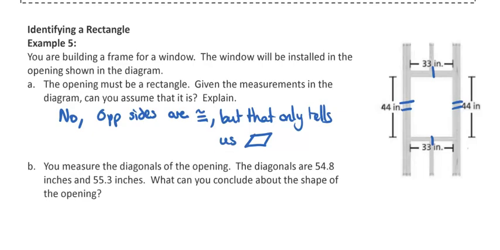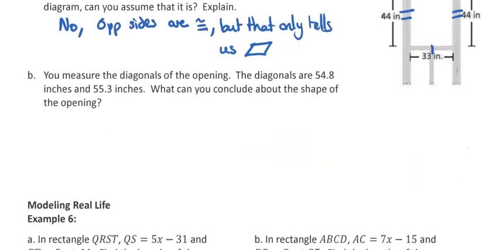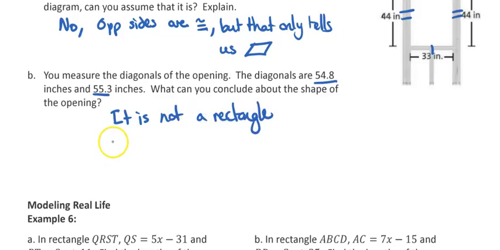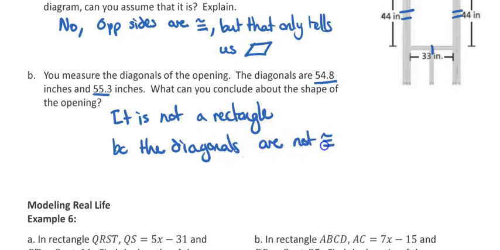I either need to know that the 4 angles are 90 degrees or be able to show that the diagonals are the same length. Okay, this says you measure the diagonals of the opening. The diagonals are 54.8 inches and 55.3 inches. What can you conclude about the shape of the opening? So we can conclude it is not a rectangle because the diagonals are not congruent.